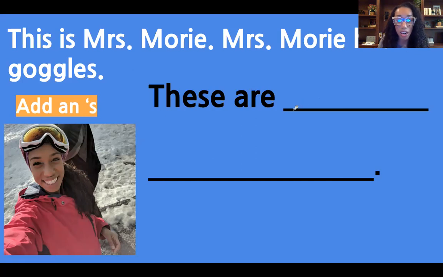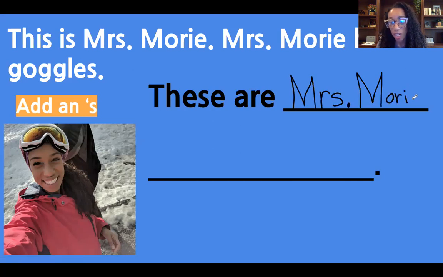Okay, so these are Mrs., let's write Mrs. Mrs. is M-R-S, and then a period, that's an abbreviation, okay? These are Mrs. Maury's. So here's Maury, and then we need to add what? What do we need to add to show our possessive noun? Right, apostrophe S, beautiful. These are Mrs. Maury's what? Goggles, good, write it.